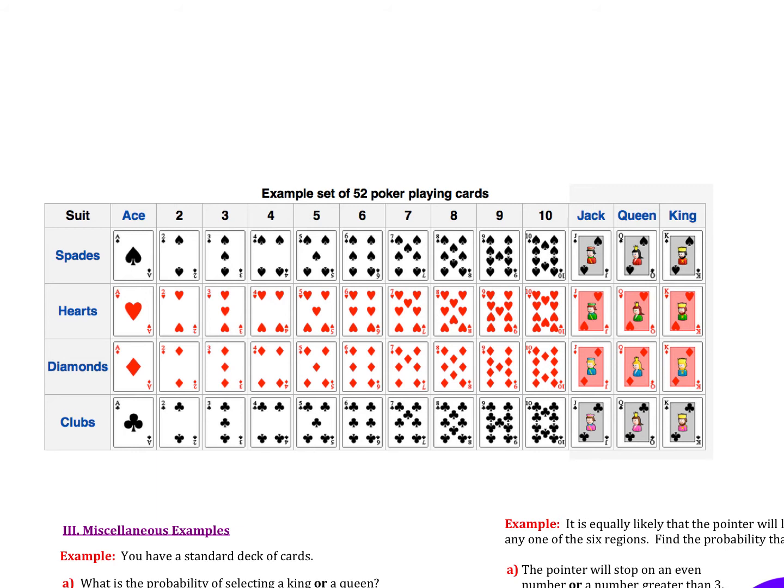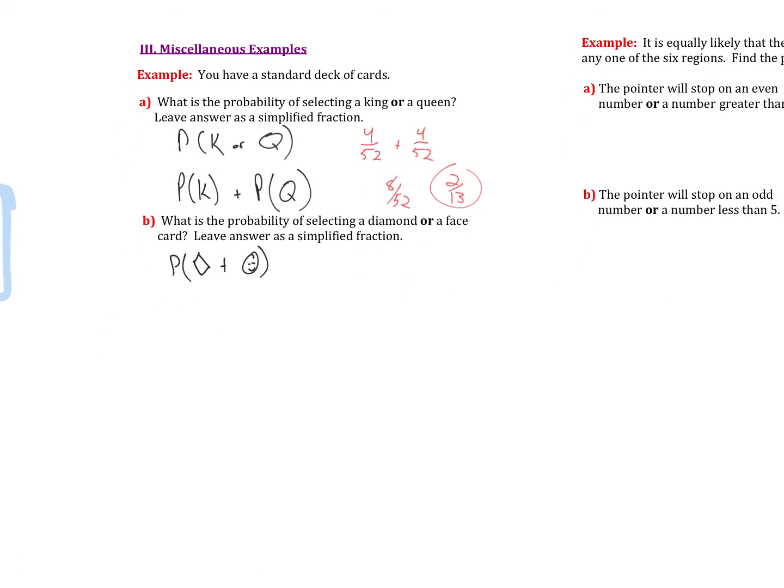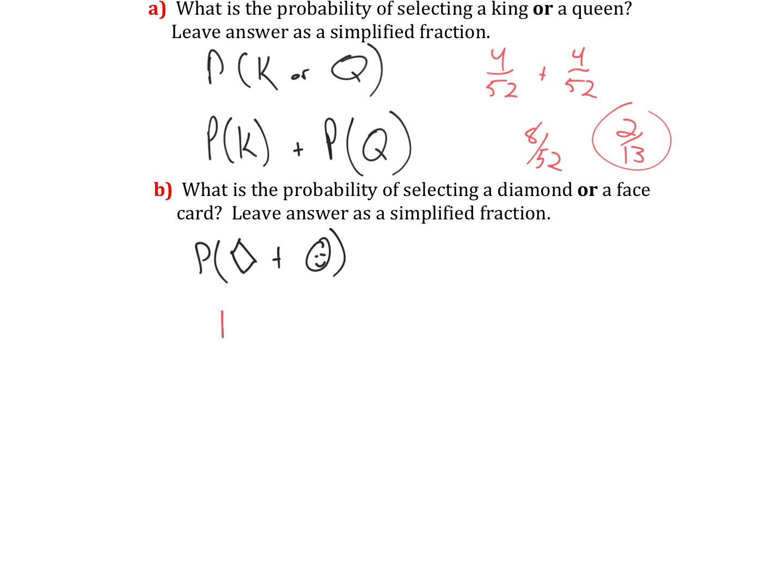And then face cards, I've got 12 of those. But it looks like I've double counted these face cards that happen to be diamonds. So these guys here, they got double counted. So that's what we're going to have to subtract out. All right, so we're going to have the probability of selecting a diamond. Well, there's 13 diamond cards, so 13 out of 52. Then we're going to add the probability of selecting a face card. Well, there's 12 of those, so 12 out of 52.